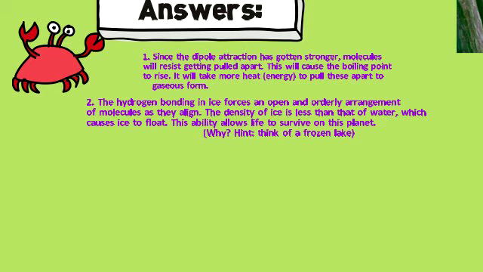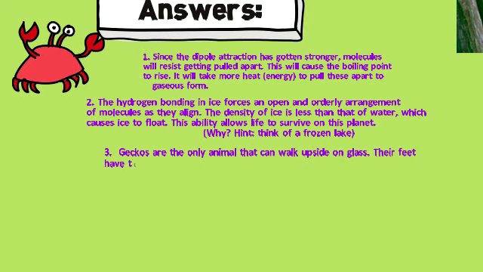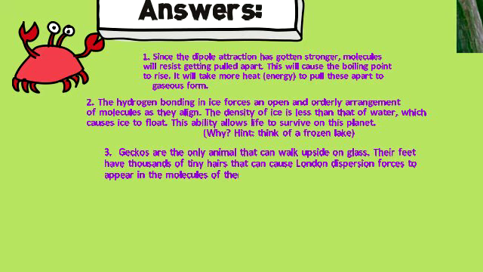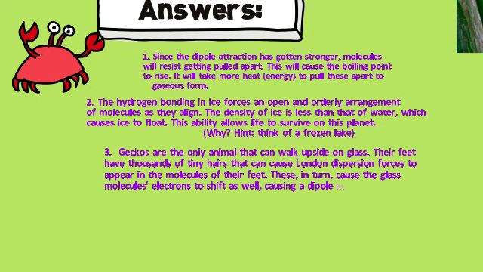And the last one had to do with a gecko. Geckos are the only animal on the planet that can walk upside down on glass. Their feet have thousands of tiny hairs that can cause London dispersion forces to occur in their tiny molecules of their tootsies. These in turn cause the glass molecules' electrons to shift, causing a dipole moment to occur between the feet and the glass.